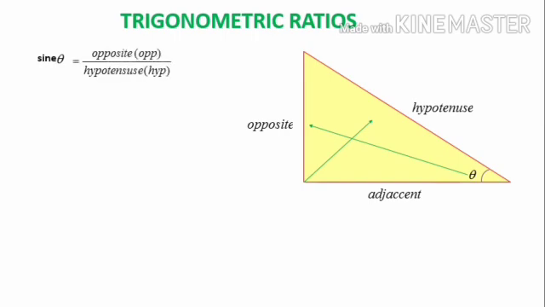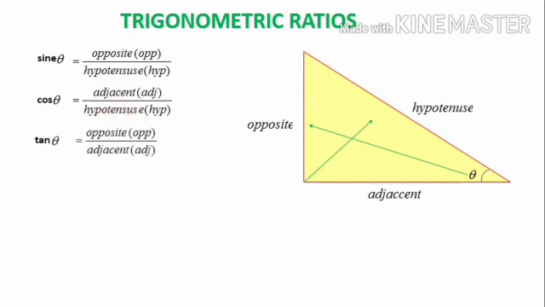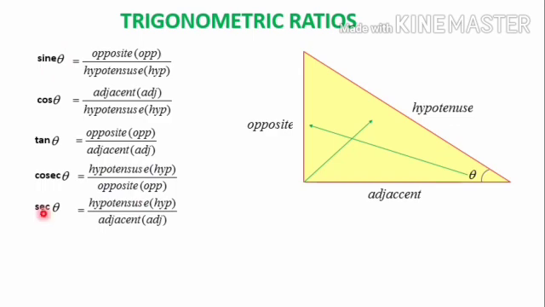The first trigonometric ratio is sine theta, that is equal to opposite divided by hypotenuse. And the second ratio is cos theta, that is equal to adjacent divided by hypotenuse. And the third one is tan theta, that is equal to opposite divided by adjacent. Fourth one is cosec theta, that is a reciprocal of sine theta, that is hypotenuse divided by opposite. Next is sec theta, that is hypotenuse divided by adjacent. This is the reciprocal of cos theta. And the last one, that is cot theta, that is equal to adjacent divided by opposite. This is the reciprocal of tan theta.